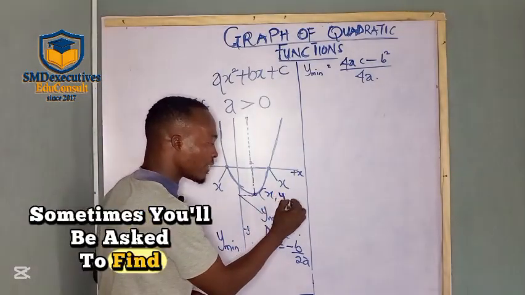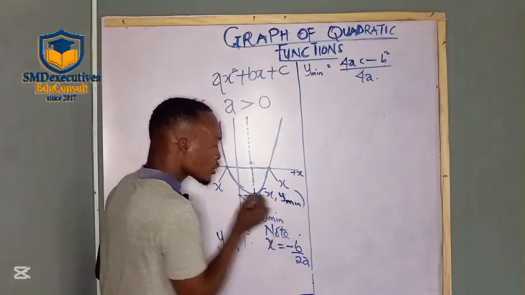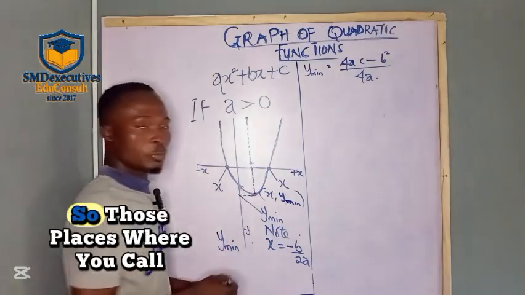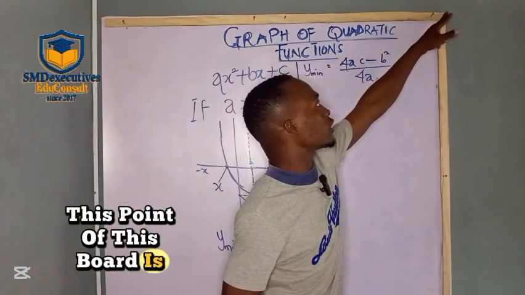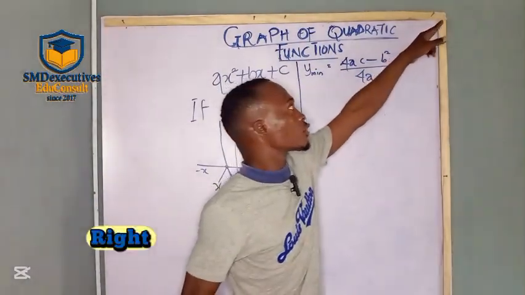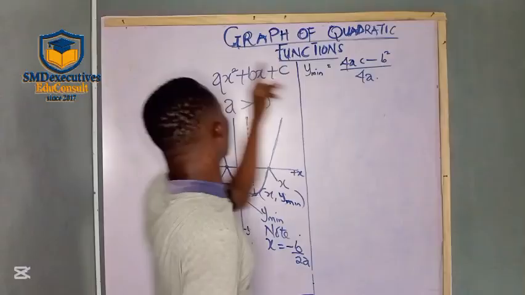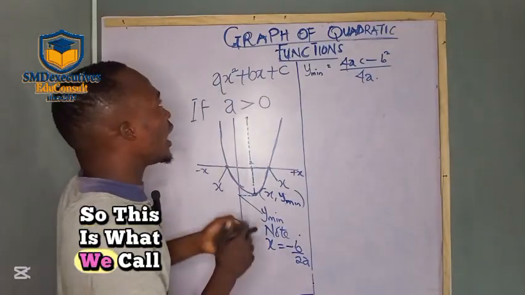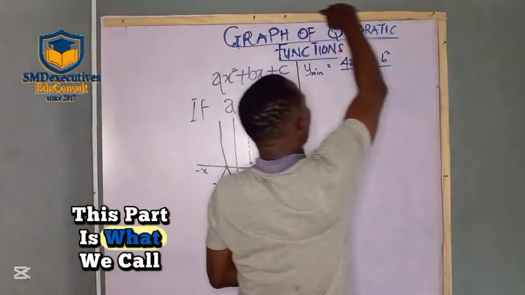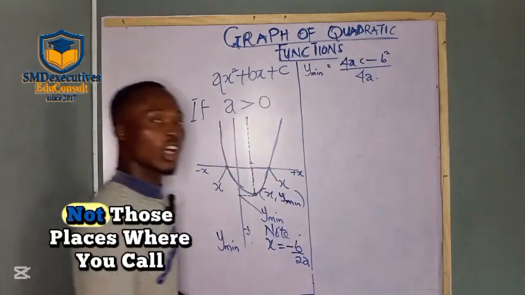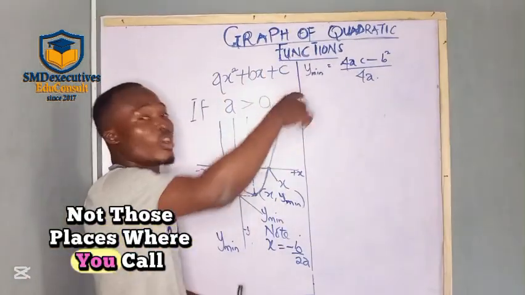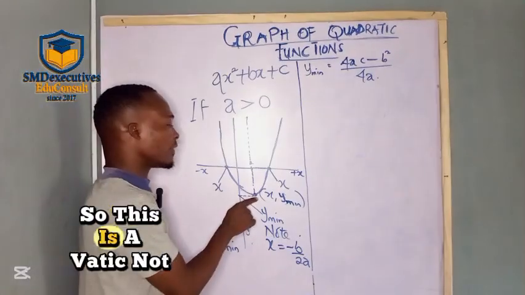Sometimes you'll be asked to find the vertex. So this point is the vertex. Those places where you call edge, like this board now, this point of this board is not edge. Normally we call it edge, right? So this place is called the vertex. This part is what we call edge. Then this is vertex. All those corners are vertex, not those places where you call edge previously. So this is a vertex, not edge.